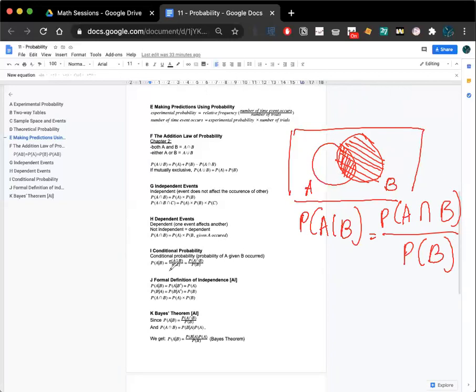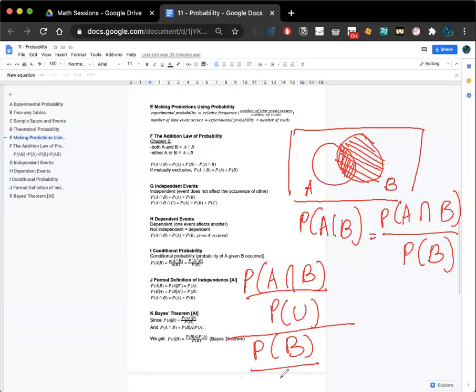Since you're looking, if you insert it, if you look at the bigger picture, it's kind of like saying P(A) over P(U), not exactly P(A), more like P(A intersection B) over P(U) over P(B) over P(U). So if you cross it out, it gets you this.